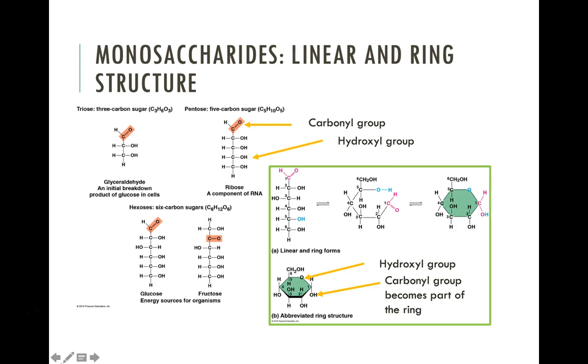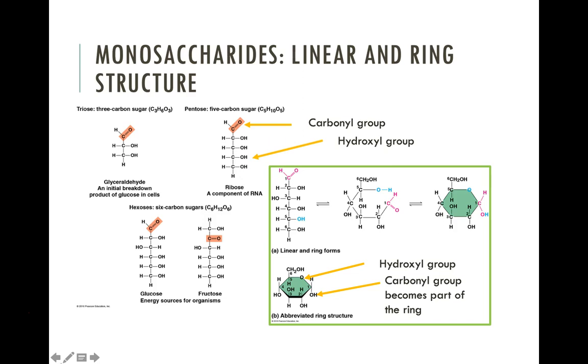You've got glucose, which is a 6-carbon sugar. That's going to be sort of our main focus in this chapter, glucose as your most basic monosaccharide, your most basic carbohydrate. We also have ribose, which is the sugar found in RNA, and we'll talk about that a little bit later.